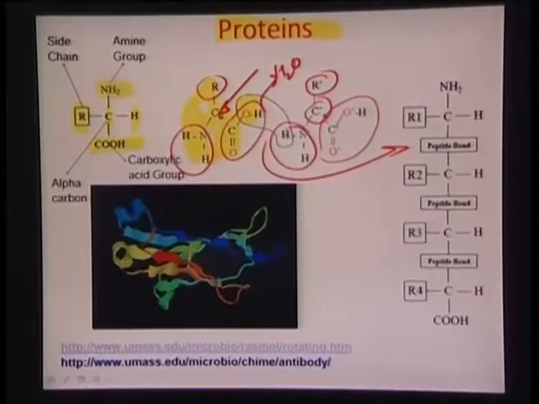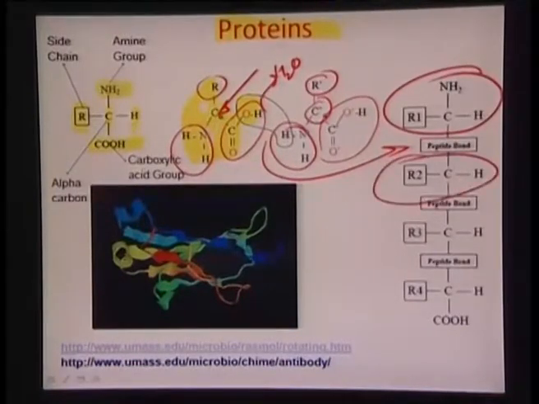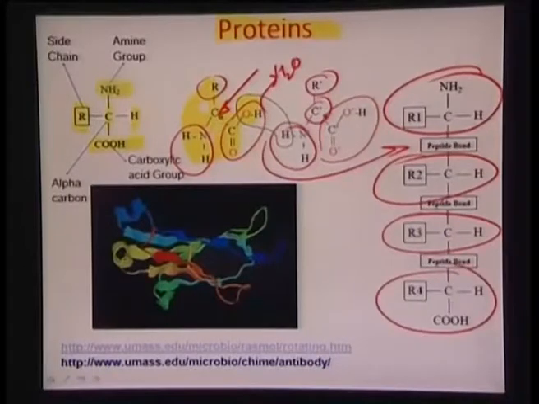Several such amino acids bond to each other with these peptide bonds to form arrays or chains of molecules called proteins. So a protein is basically defined as a chain of amino acids interconnected using this peptide linkage.